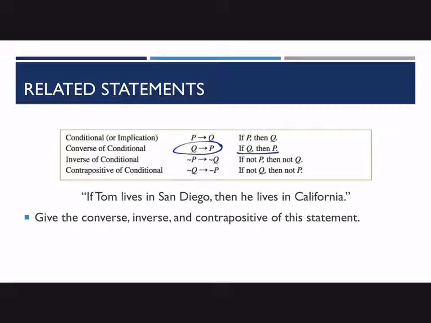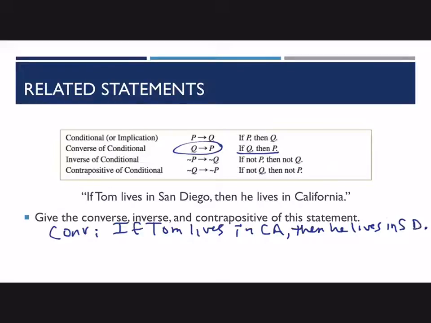Alright, so as a review, we can practice this with the following statement. If Tom lives in San Diego, then he lives in California. So the converse, I'm going to write CONV for converse. The converse would be if Tom lives in California, then he lives in San Diego. Notice also I've switched the subject Tom and the pronoun he, just so that it makes a little more sense when you read this. So we did talk about the fact that it's okay to reorder some of the words or change the wording a little bit as long as you've switched the hypothesis and the conclusion.